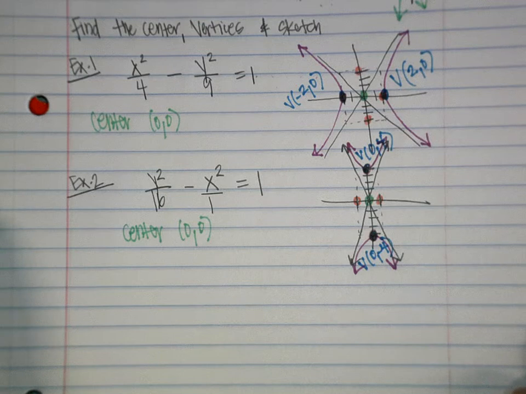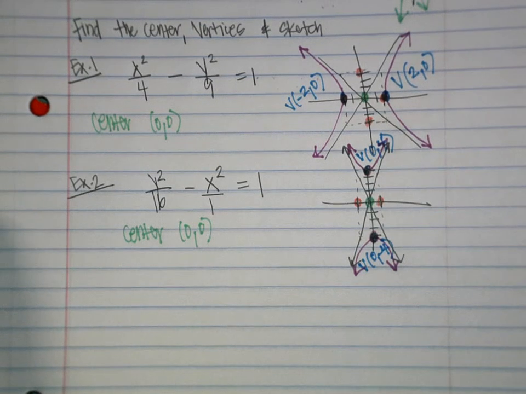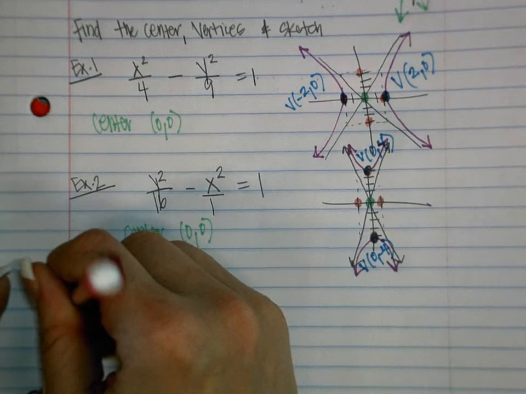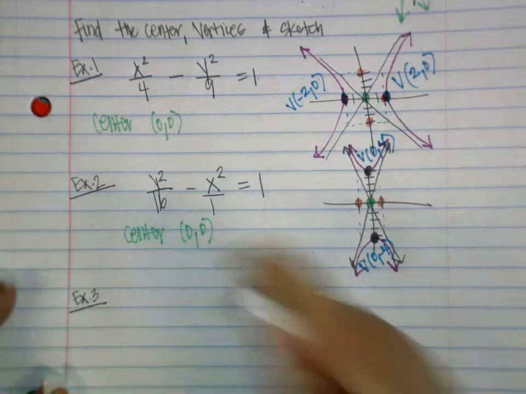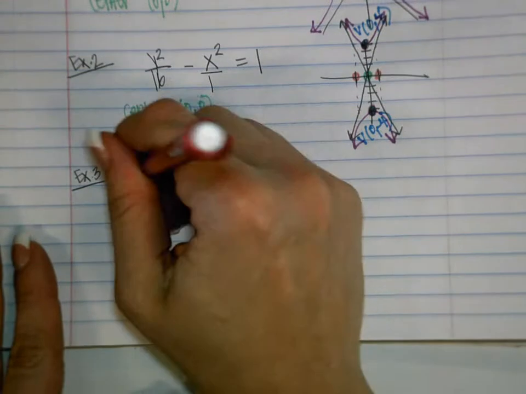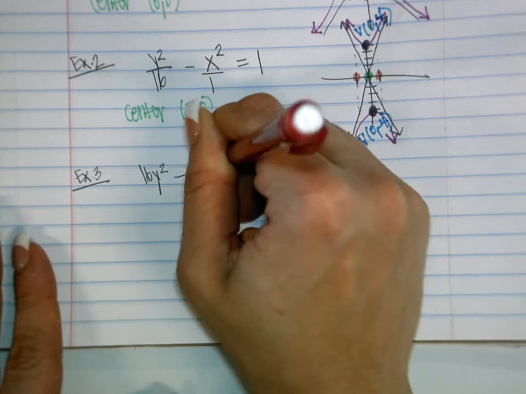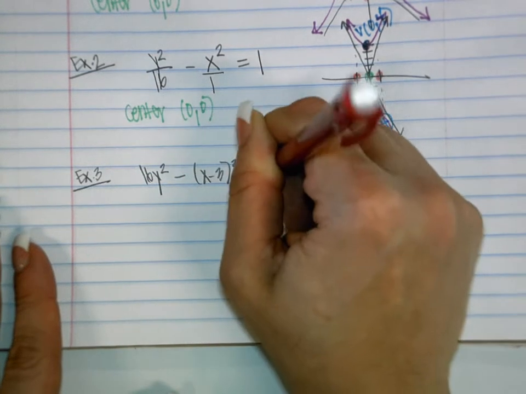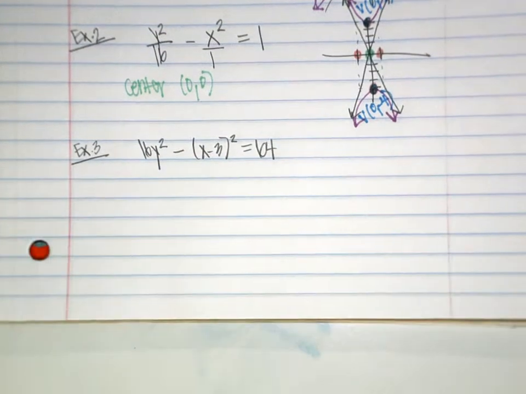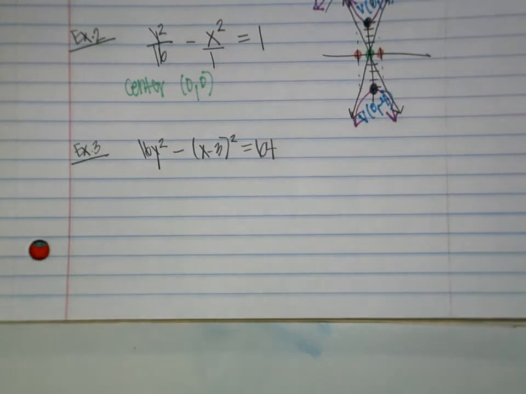Any questions so far? There are 8 examples. Pretty sure I said that a while ago. Number 3, 16y squared minus x minus 3 quantity squared equals 64. Do you have the answers to these? No. Do you have the answers to any of them? I don't know when I'm correcting it.